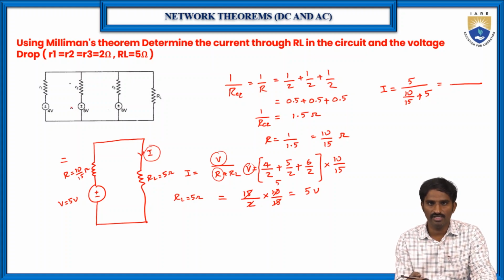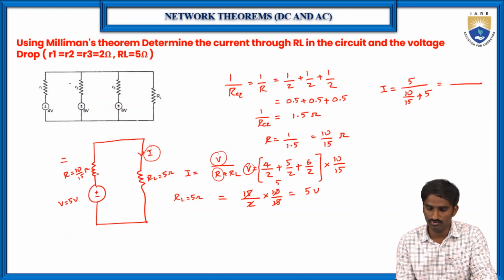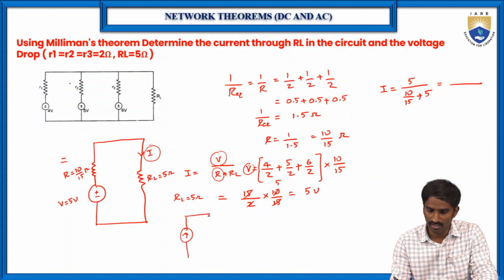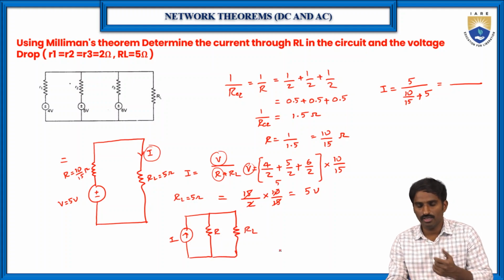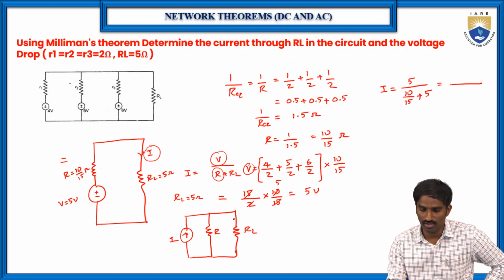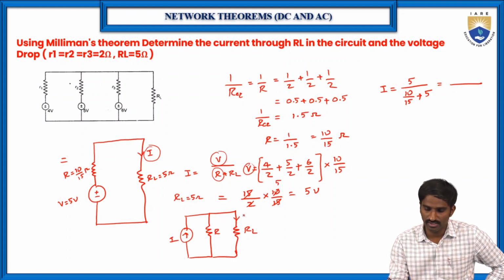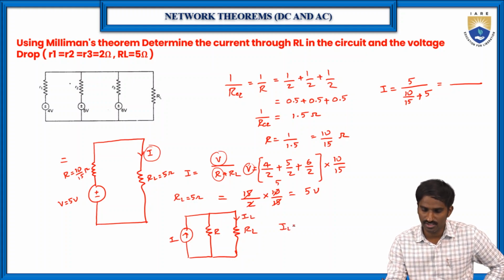Suppose you are having current sources, then this equivalent circuit will become like this. Here the current source, and then the equivalent resistance. So it is I, here it is R and here it is RL, right? Then apply the current division rule, and you can find the current flowing through RL. Let us consider it as IL. So IL is equal to the total current I times the opposite resistor, so R by R plus RL.